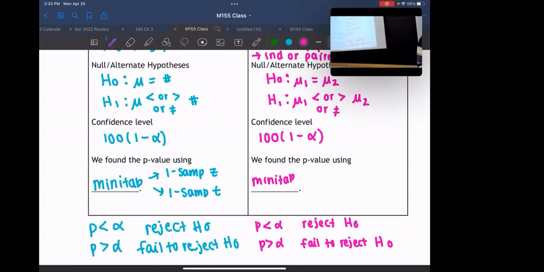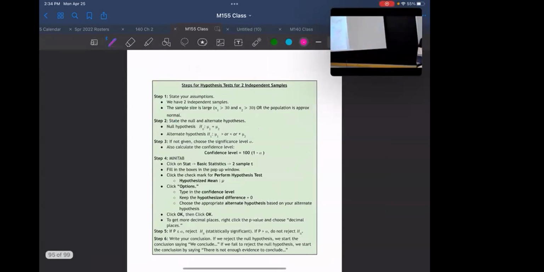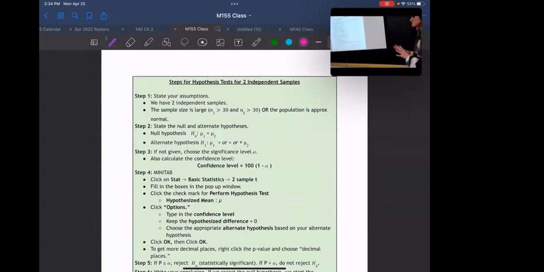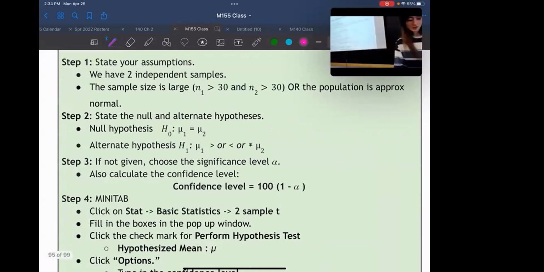All right, let's take a look at the steps that we have to do here. I know that they look very long. It's really not that bad. It's kind of just what we went over so far. So don't really worry about this being a long list of steps here. First of all, we already talked about our assumptions. We have it already stated here. We already talked about the null and alternate hypotheses. We talked about the confidence level.